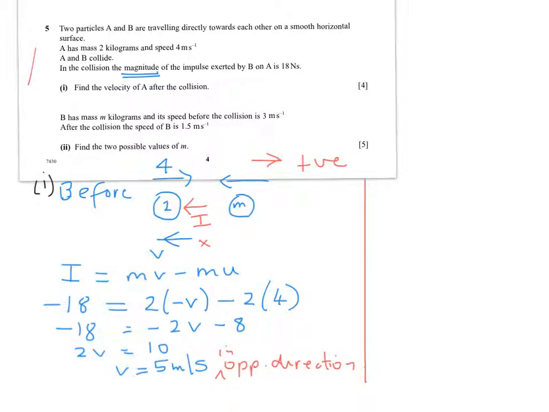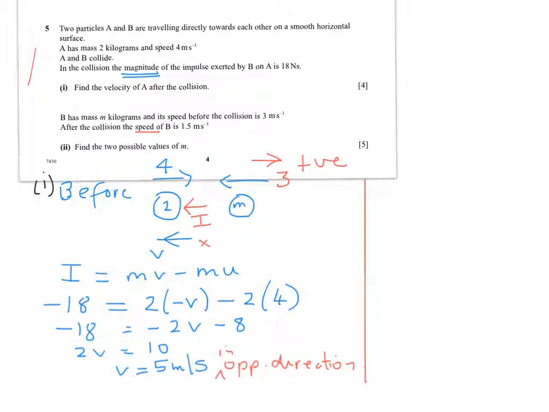So the next part of the question then says B has mass m, which I'd already put on the diagram. Its speed before the collision is 3. So let's now write 3 before the collision. It was a head-on collision, we were told, so therefore it is to the left. After the collision, the speed of B is 1.5. So we don't know what direction it's going in, so it could be left or it could be right, so we're going to have to take both of those situations.